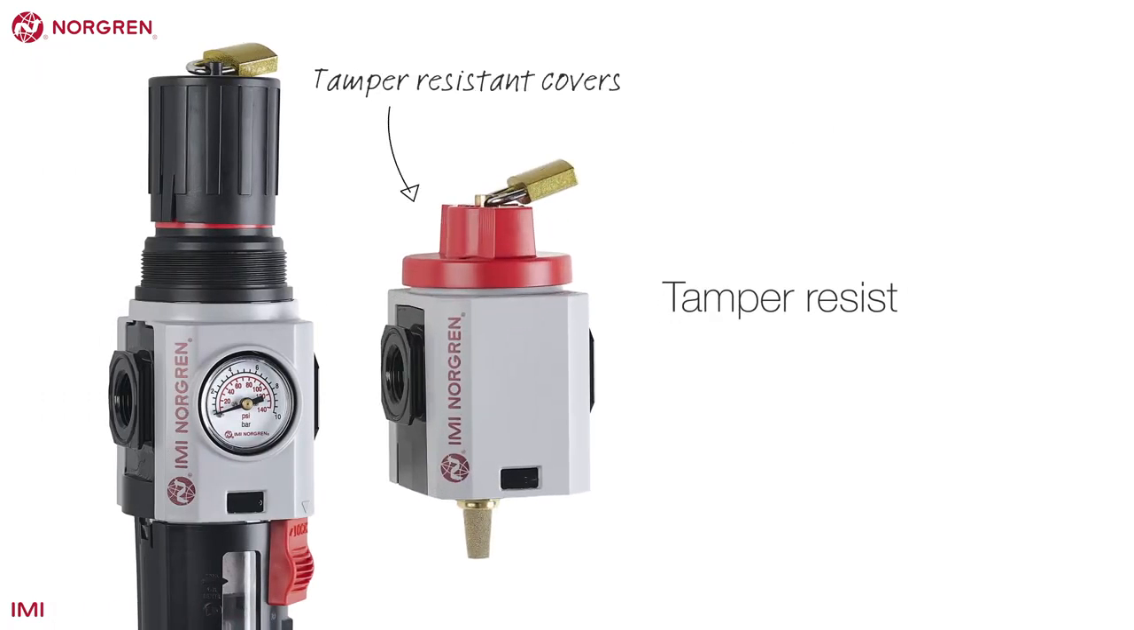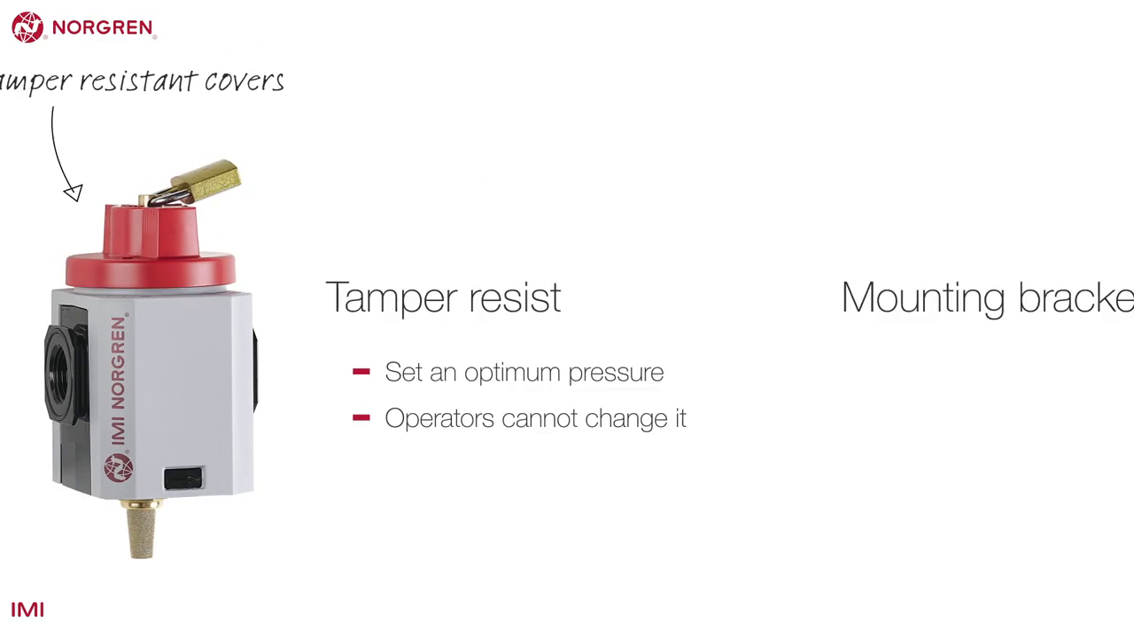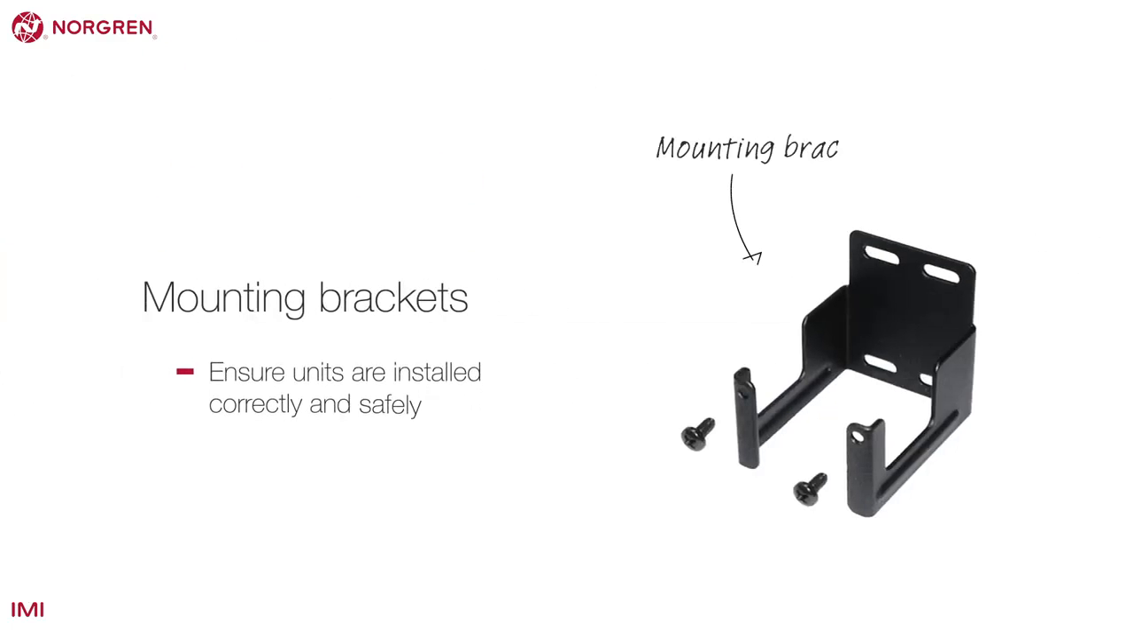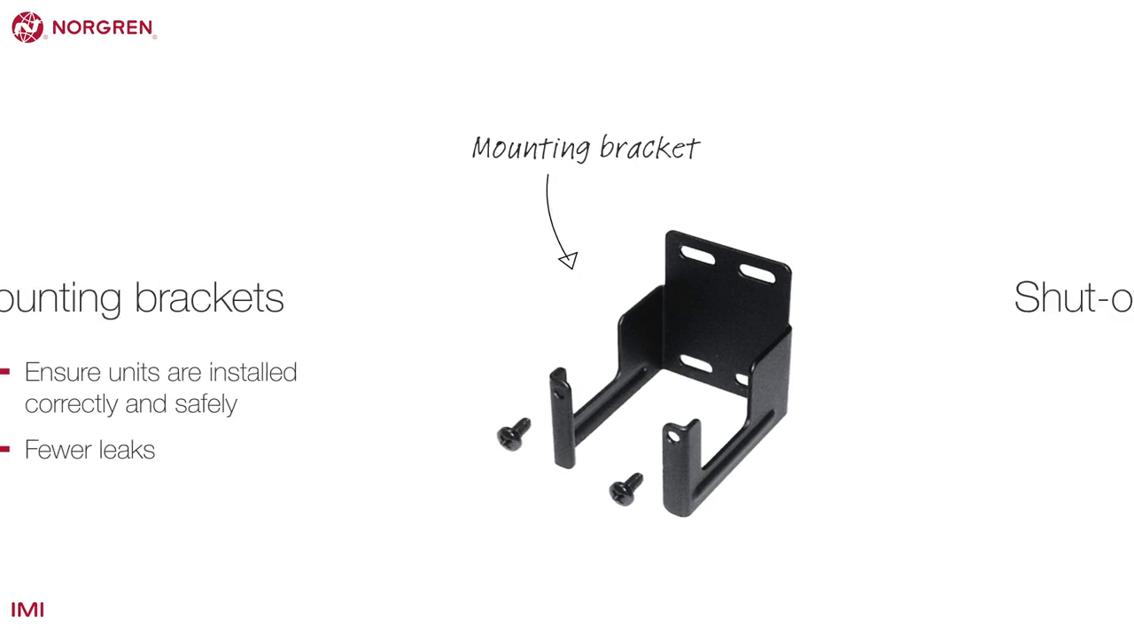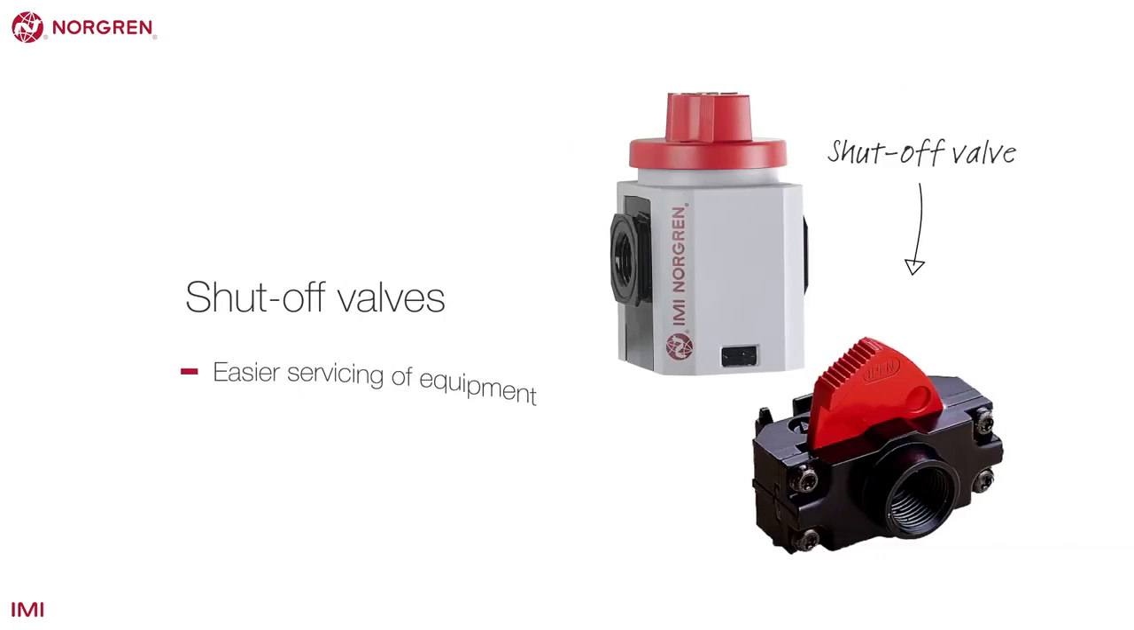Tamper-resistant covers mean that once the optimum pressure is set, operators aren't able to change it for their own benefit and possible detriment to the system or safety. Mounting brackets ensure units are installed correctly and safely, meaning fewer leaks. Shut-off valves allow easier servicing of equipment without affecting the rest of the system, saving time and money.